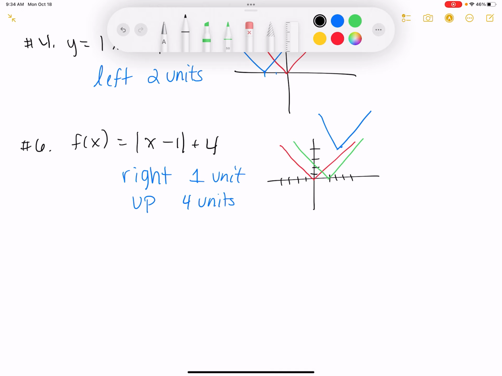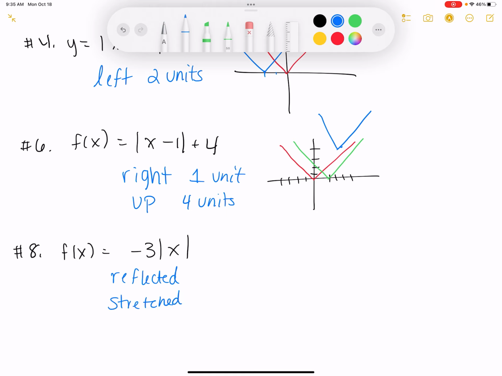All right, number 8. F of x is equal to negative 3 times the absolute value of x. All right, am I being reflected? Yes, there's a negative sign, so I'm being reflected. Am I being stretched or compressed? Stretched.